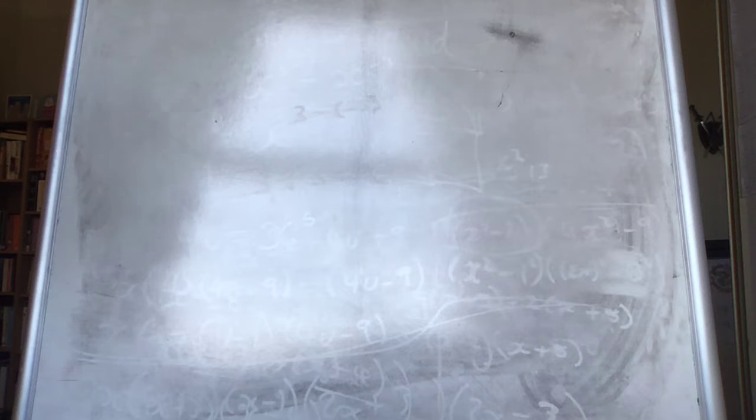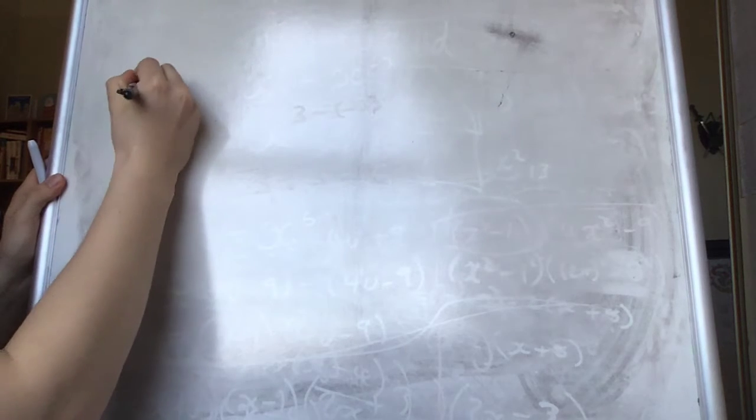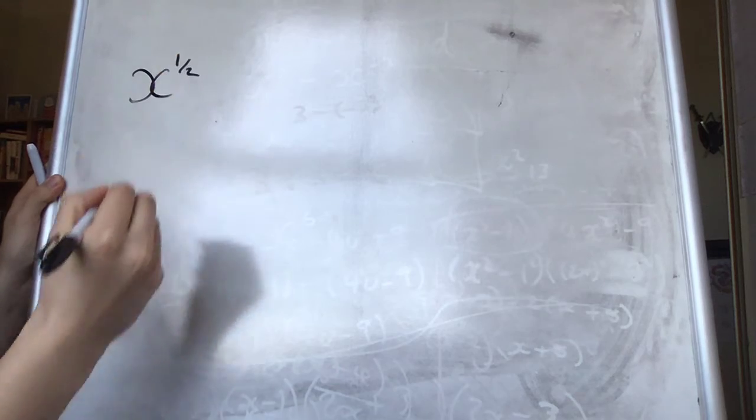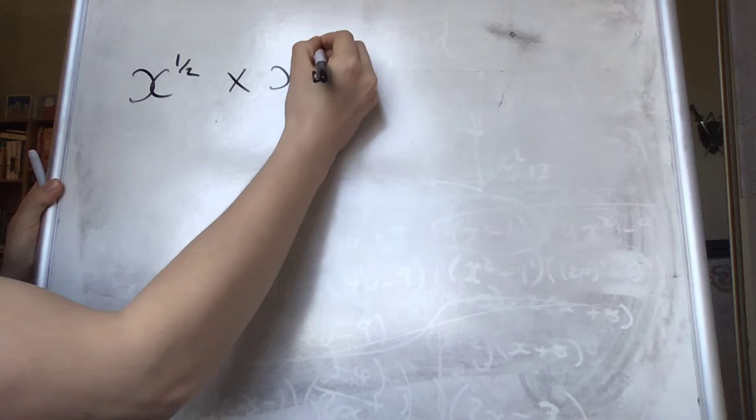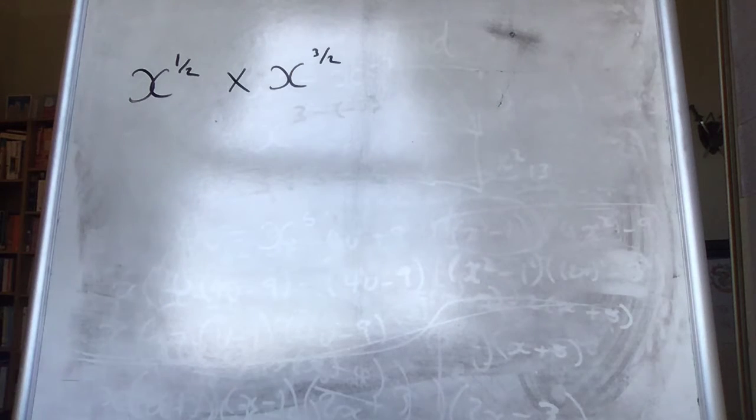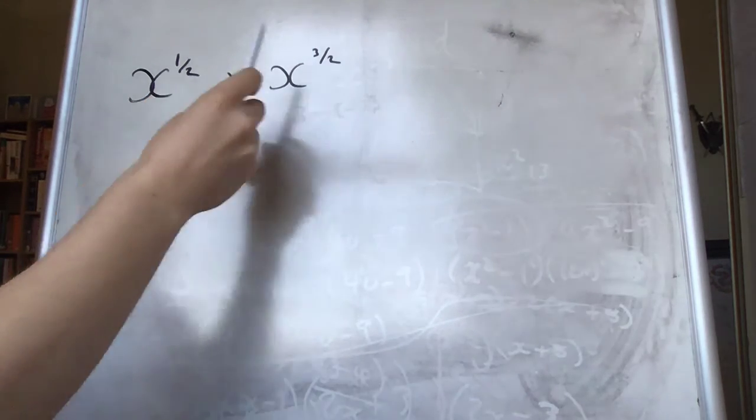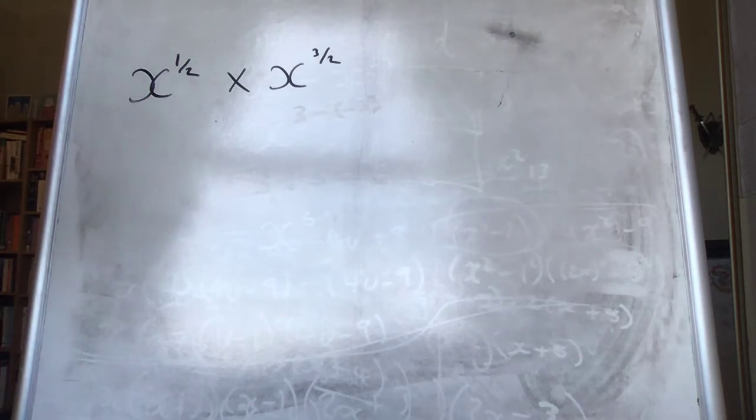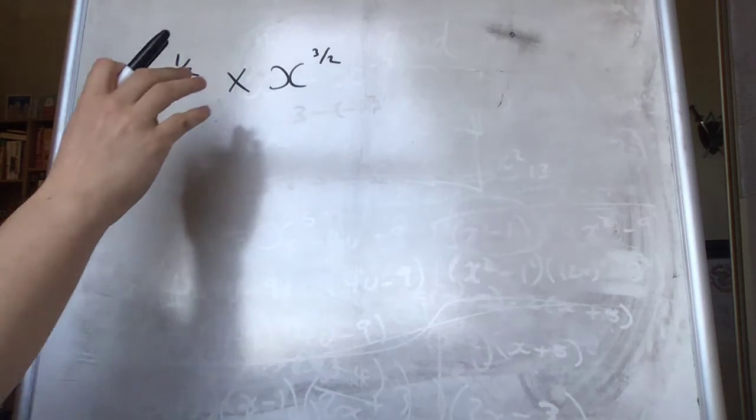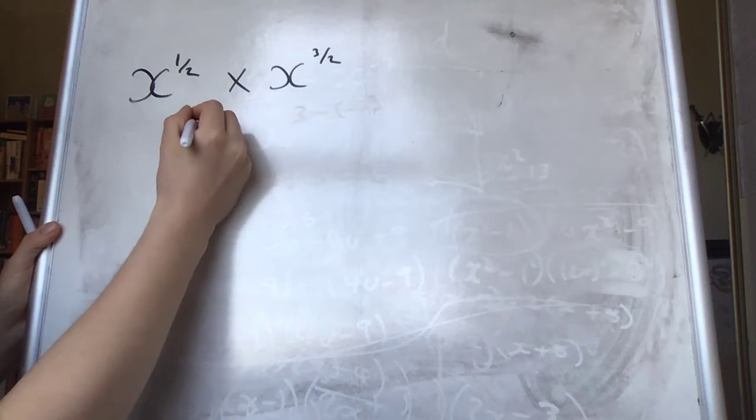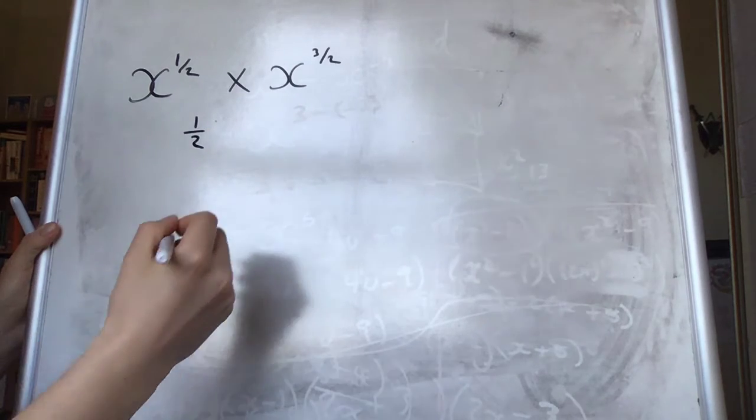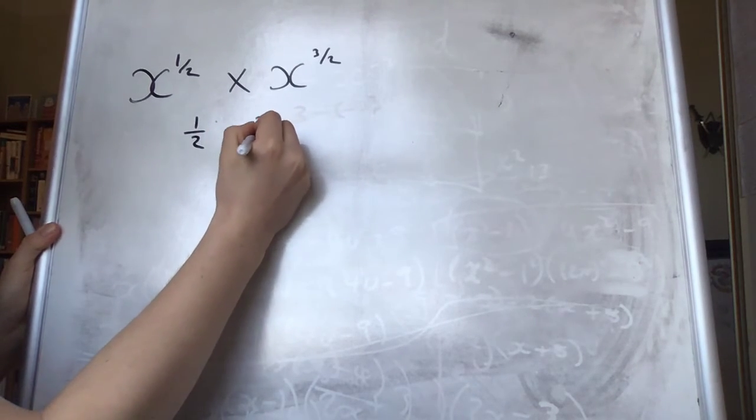Now let's look at another example. Okay, so what if we have x to the power of half, and we're going to multiply that by x to the power of 3 over 2. Okay, so we now have our base, and we've got two fractional indices. And whenever we have a multiplication, all we need to do is add together the indices. So this would mean we need to add half and then add 3 over 2.